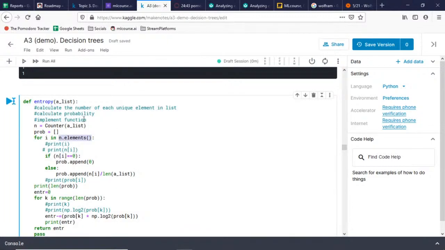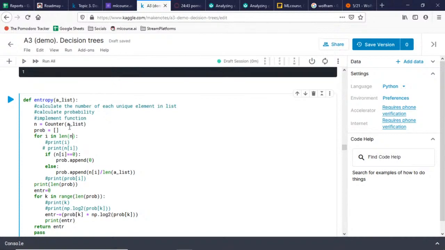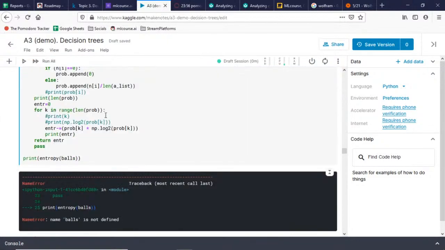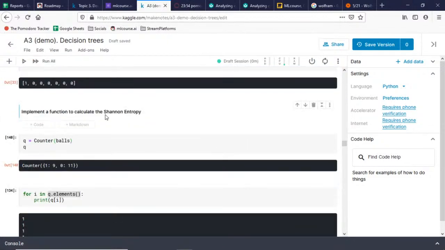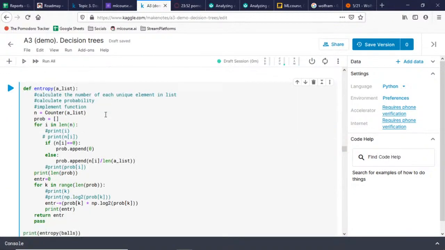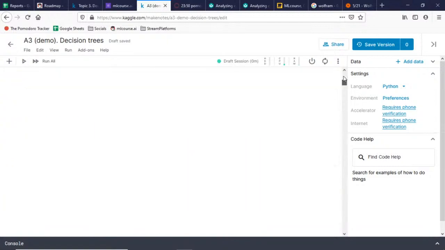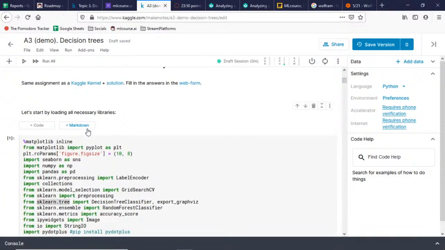So let's try to correct it a little bit. So not sure what was the problem. Should I rerun everything? Yeah, well, I guess I should rerun everything.